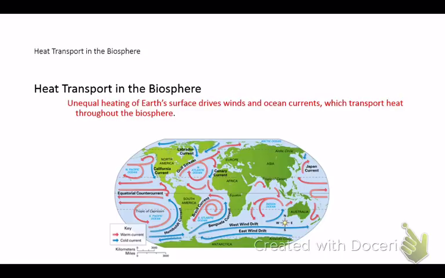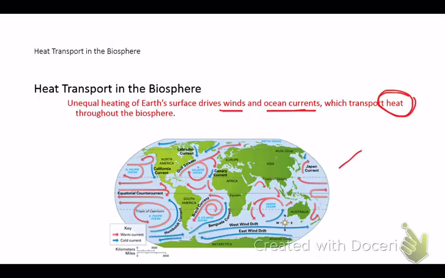So the unequal heating of the Earth's surface drives wind and ocean currents. Because the sun hits at different angles in different places and the Earth is unequally heated, there will be winds and ocean currents that are created. Now those winds and ocean currents will transport heat, and that will affect the different climate regions differently. So areas of the earth where you have more wind or different ocean currents, or the ocean currents are bringing warm water instead of cool water, the climate in those regions will be different based on that.